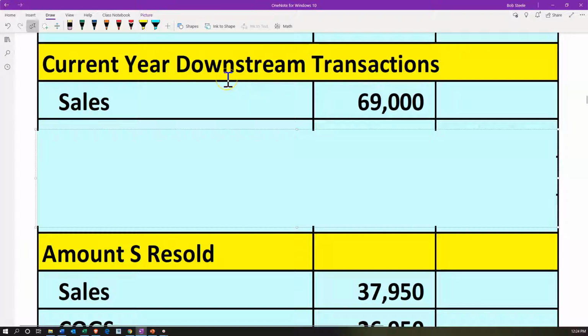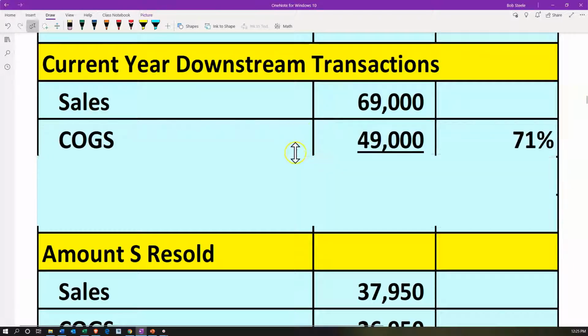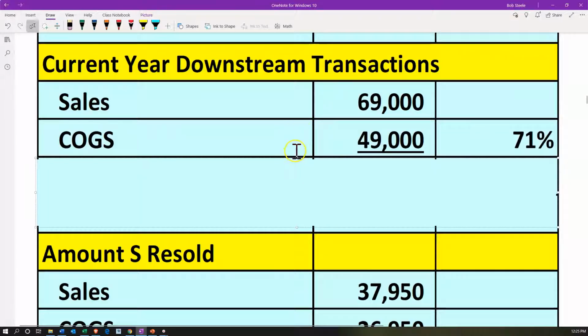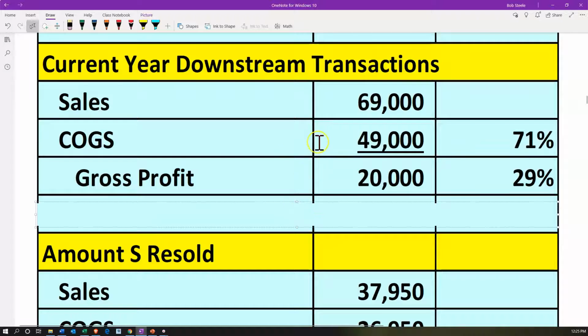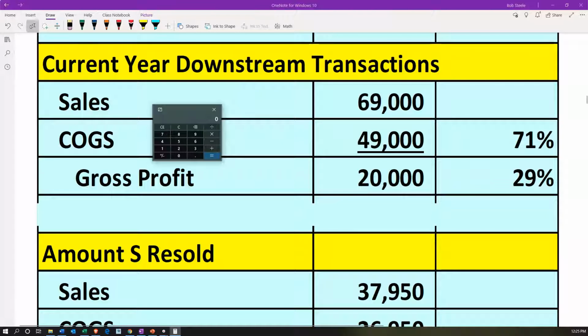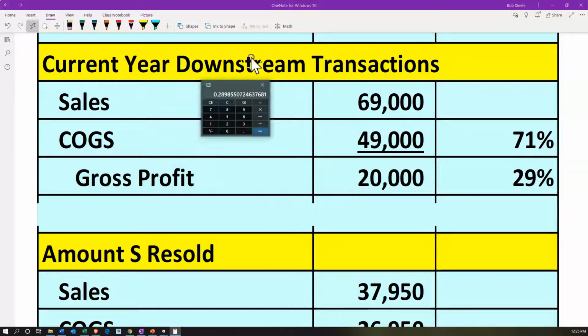So we'll think about the sales side of things. We said that we had the sales price at 69,000. So 69,000 on the sales, the cost of goods sold 49,000, and then the gross profit is going to be the 20,000, the 69 minus the 49. If we were to figure the gross profit percent, notice it's not an even percent, so we've got to be careful here. It's going to be the 20,000 divided by the 69,000, which is 0.289. So just note that you're going to have rounding. It rounds to about 29%.